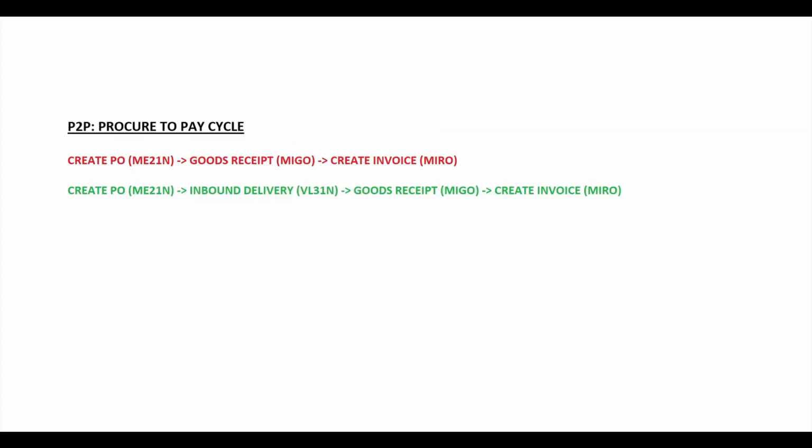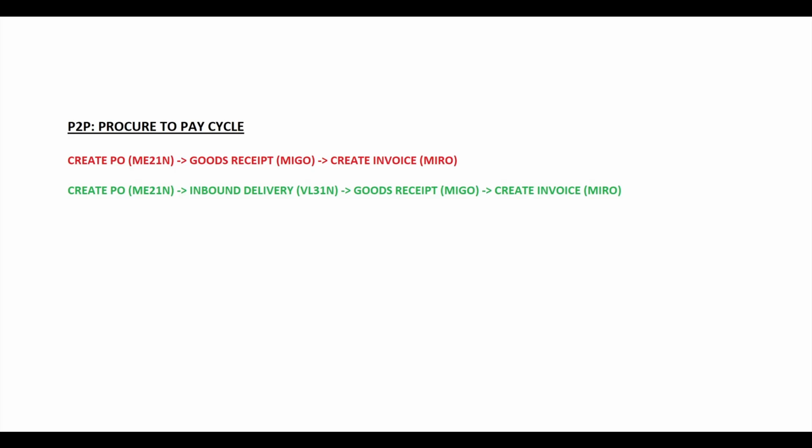So in the normal procure to pay cycle, if you have received some training or you have some basic knowledge, we create a purchase order and then do goods receipt in MIGO and finally do MIRO, invoice verification. These are the main steps which any trainer will tell you.